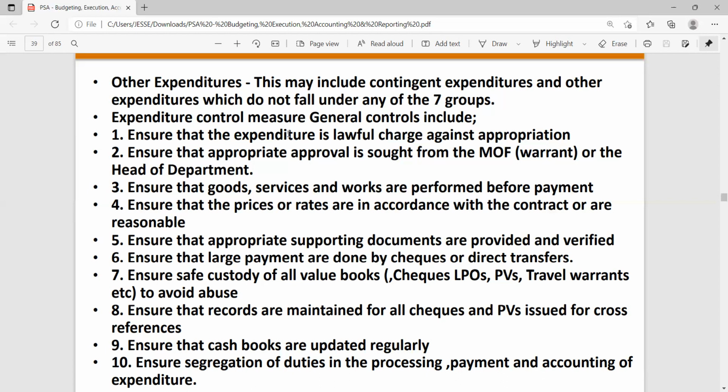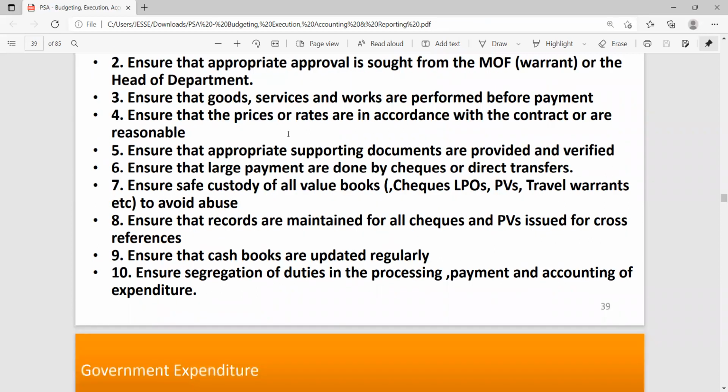Ensure safe custody of all value books. Keep all value books properly. You need safe custody of all these books. We are still talking about general controls surrounding expenditures. We also need to ensure that records are maintained for all checks. And for every expenditure that is made, a record must be in place to ensure proper checks and balances. Also, we need to ensure that cash books are updated regularly to reflect inflows and outflows.